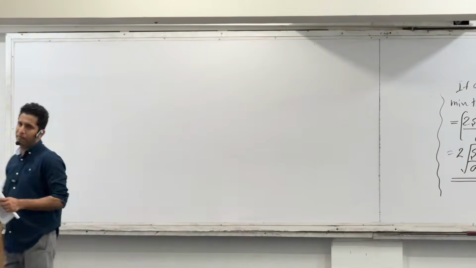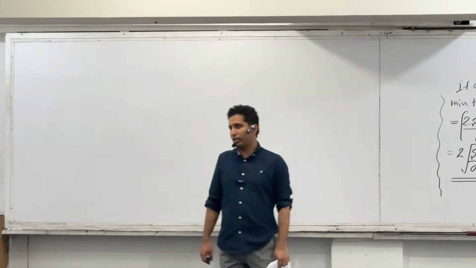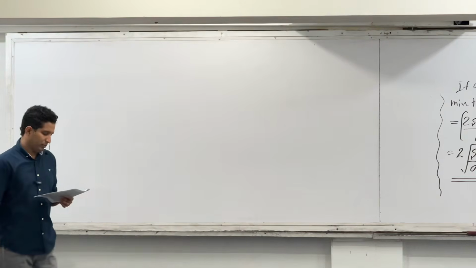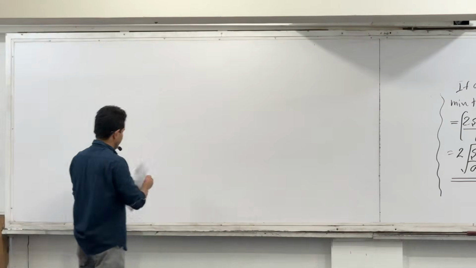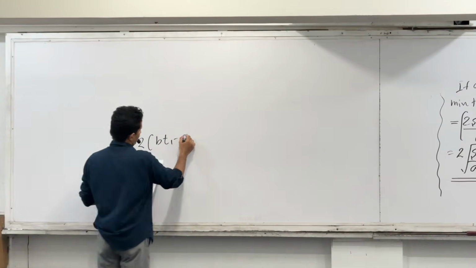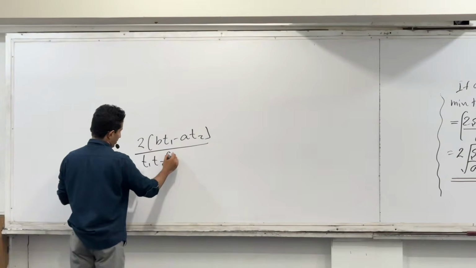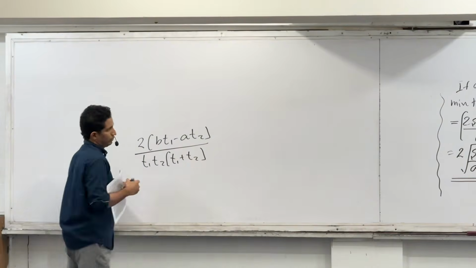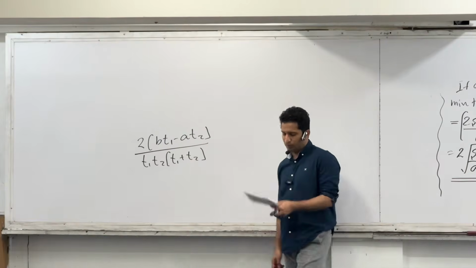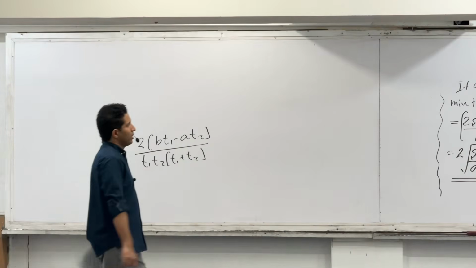Show that the uniform acceleration is 2 times (B T1 minus A T2) divided by T1 T2 times (T1 plus T2). Also find the initial velocity.